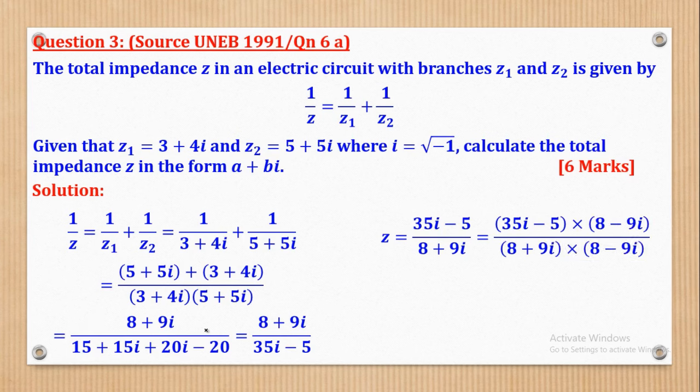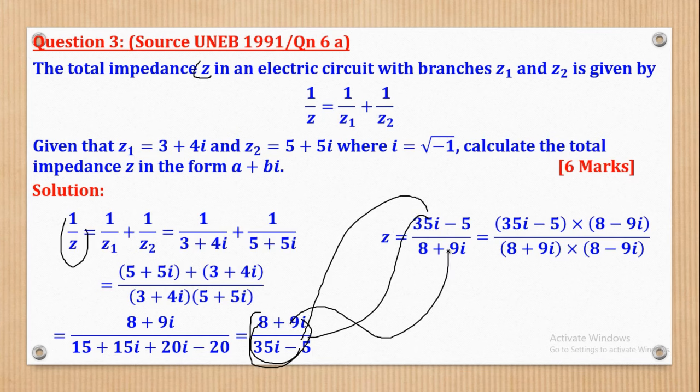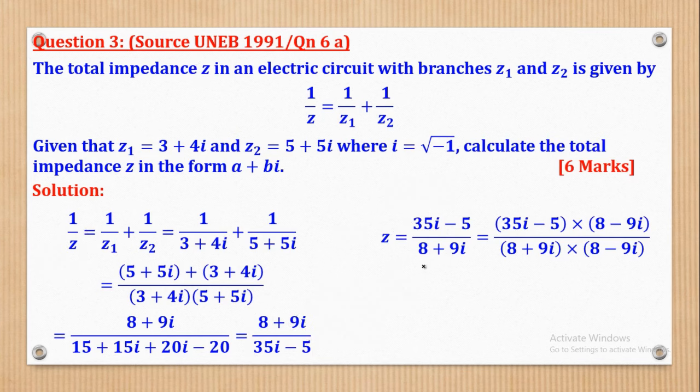But remember, this is 1 over z, but the question wants z. So what we do, we have to get the reciprocal. So z will be the reciprocal of this, which becomes now what was the denominator becomes the numerator, and what was the numerator becomes the denominator. Now we can't stop here because the denominator has an imaginary part.